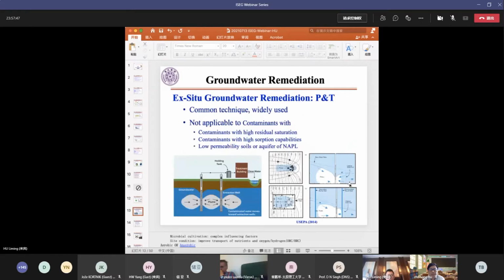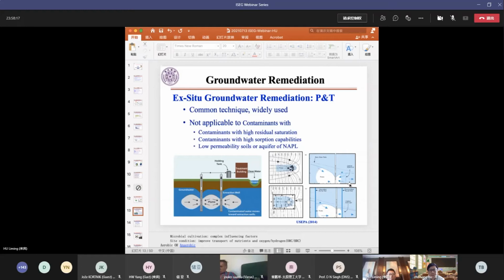For the ex situ groundwater remediation, the very popular one is pump and treat. That means we pump out the groundwater and treat it outside the ground. I think it's the most used all over the world. But in some cases, it does not work very well.